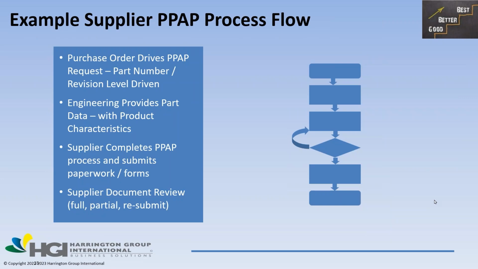And I know that everybody has probably different ways of doing this, but in general, a purchase order usually drives a PPAP request, and that purchase order is part number and revision level driven. That's fine. It would be nice if engineering could provide part data with the product characteristics, the critical characteristics that they've identified, maybe from their DFMEA. The supplier goes through and does all the document authoring, and this is part of what we're talking about to make that better, quicker, easier, and submits the paperwork and the forms, and then there's a review.